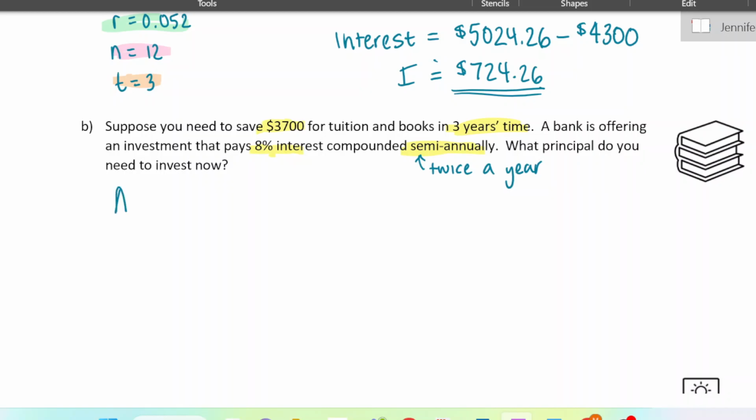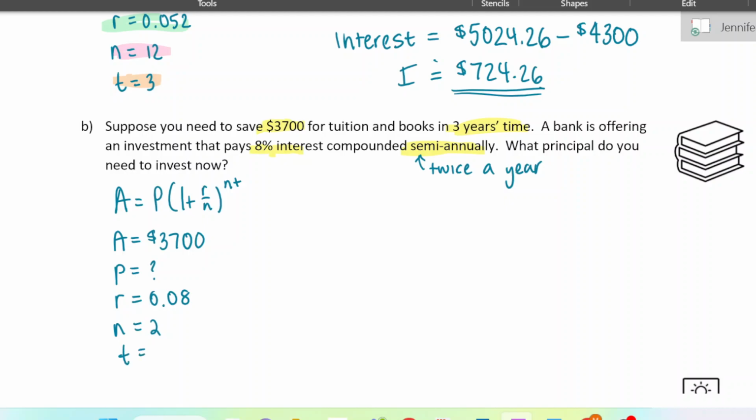So let's write down our equation again. So it's A equals P, 1 plus R over N, all to the power of NT. So the amount, we know we have to save $3,700. The principal we don't know. The rate is 8%, so 0.08. It's compounded semi-annually, so N is 2. And the total time in years is 3.